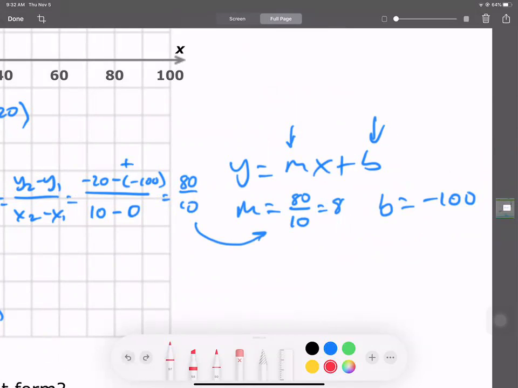Okay, let's assemble our little pizza pie here. Y is equal to 8x minus 100, right? Because our b is a negative.